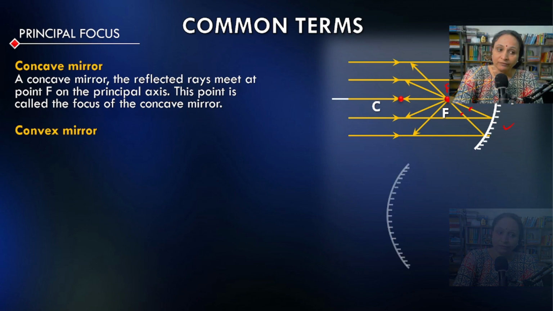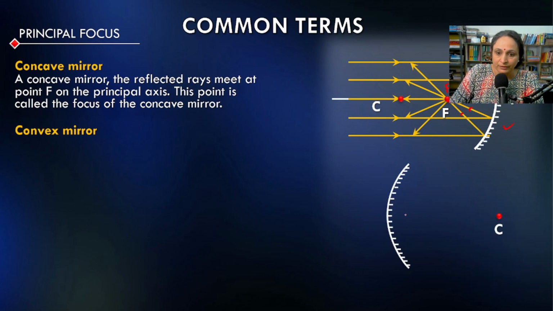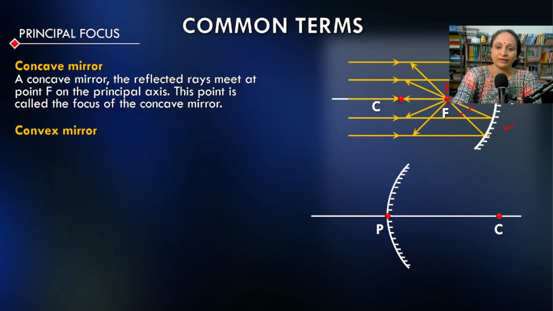Now, if it is a convex mirror, that means the outer surface is the reflecting surface. So naturally, the center of curvature falls on the other side, because it is on the inner part of the reflecting surface. Okay. Now, it has also got a pole, and the line joining the center of curvature and the pole is the principal axis.